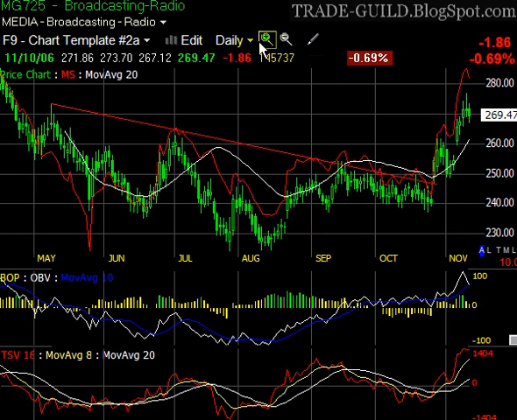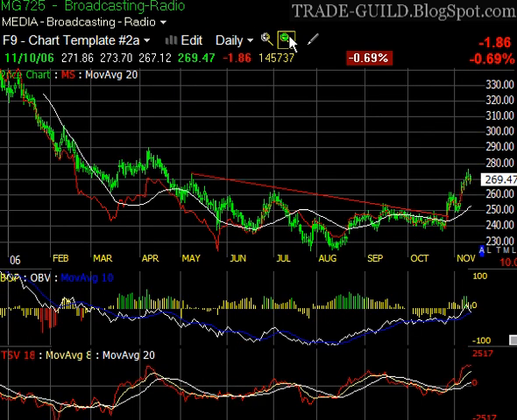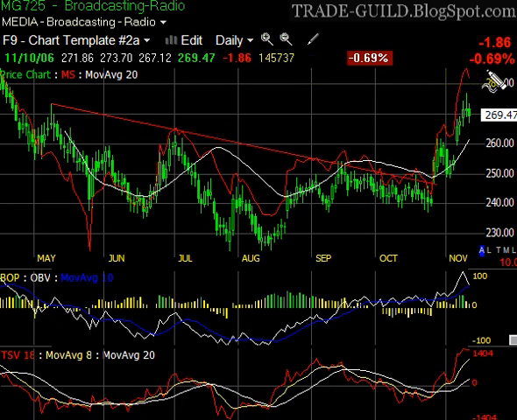If we take a look at the money indicators, money stream and balance of power and TSV, what I see immediately is, let's zoom out a little bit. I see a really nice profile in money stream. It actually looks like it's positively divergent. So we have a nice high here in money stream. TSV has broken out, making a nice high. So all in all, broadcasting radio looks like something that's kind of interesting.